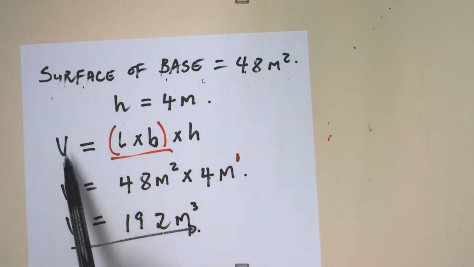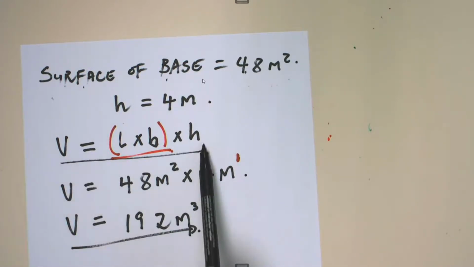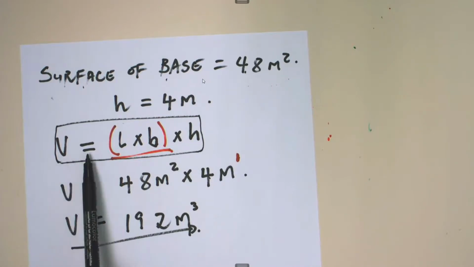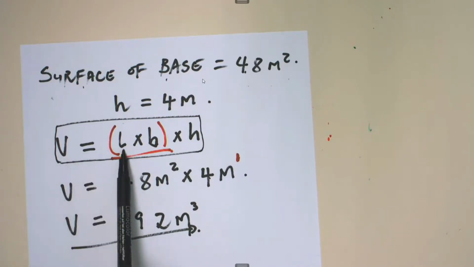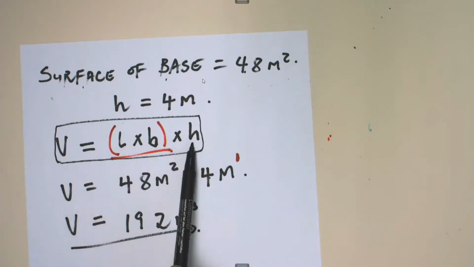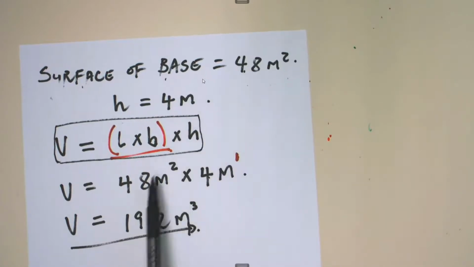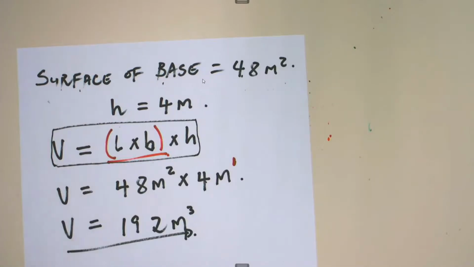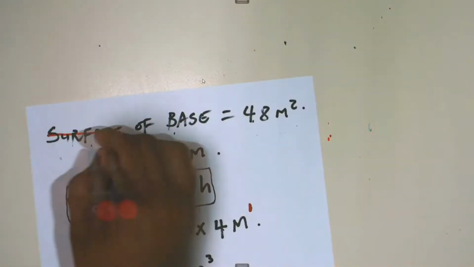Then we say, okay, from the formula, we know that the V, the volume, is given by the area of the base. How do we calculate the area of the base? It is length multiplied by breadth, and therefore, the third item will be what? The height. Therefore, we substitute it there, it is given. This is the area of the base.